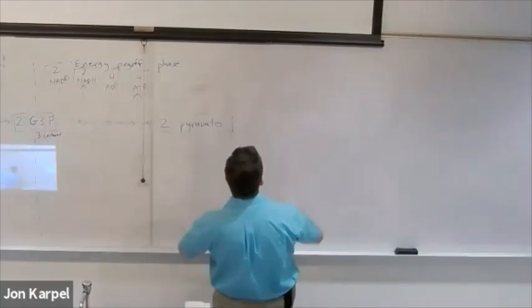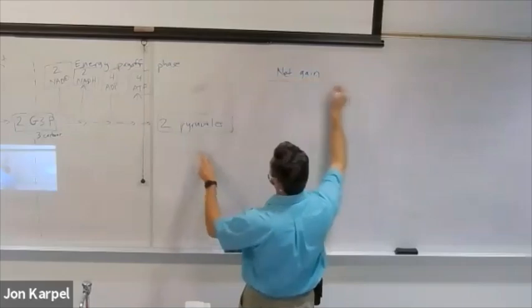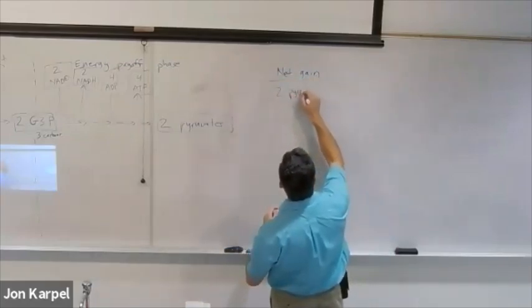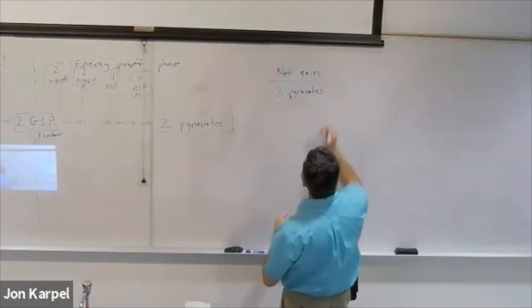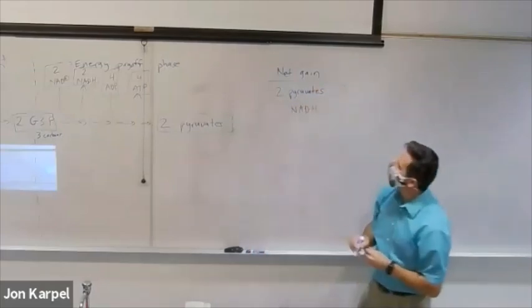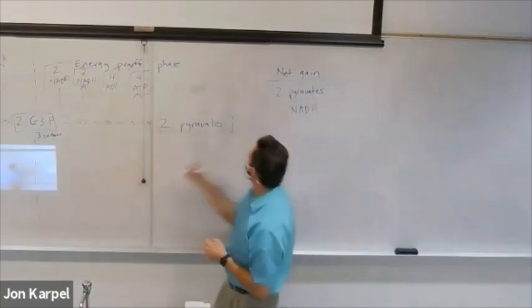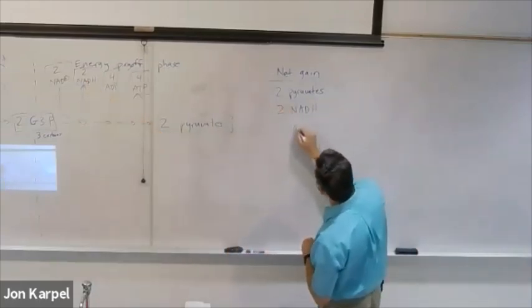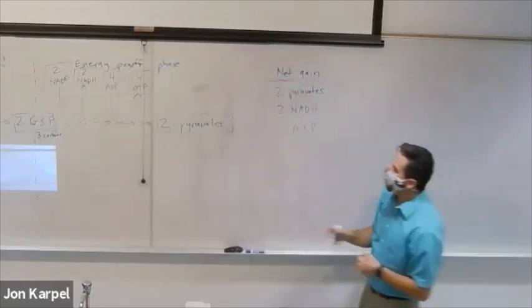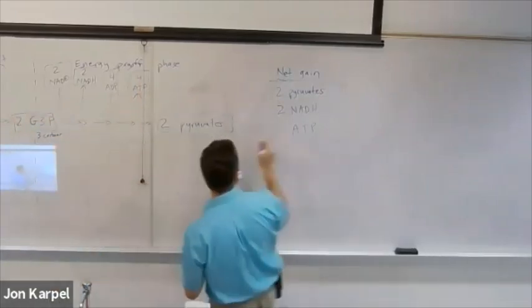What sugars are produced at the end? 2 pyruvates. How many NADH do we get? 2. How many ATP do we get, net? 4 minus 2. So 2.